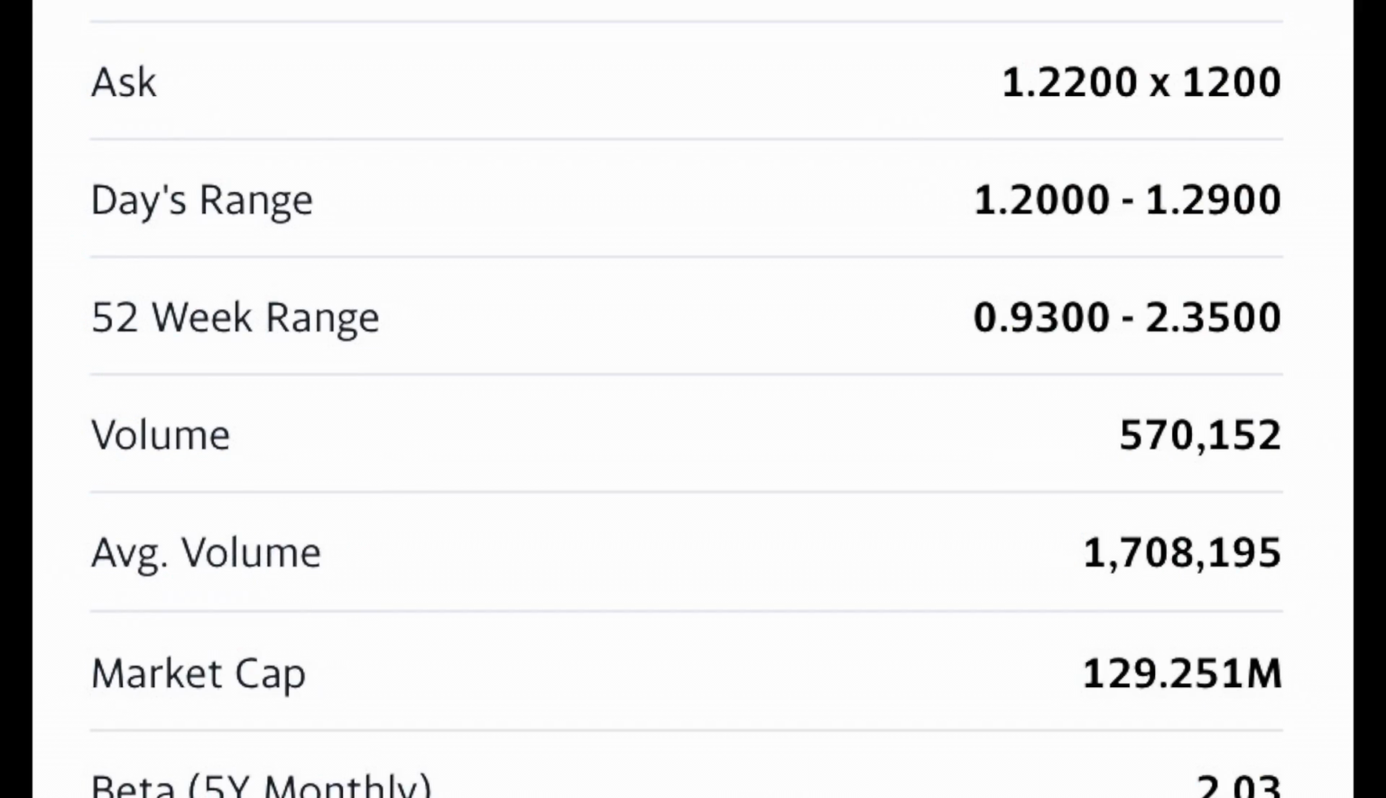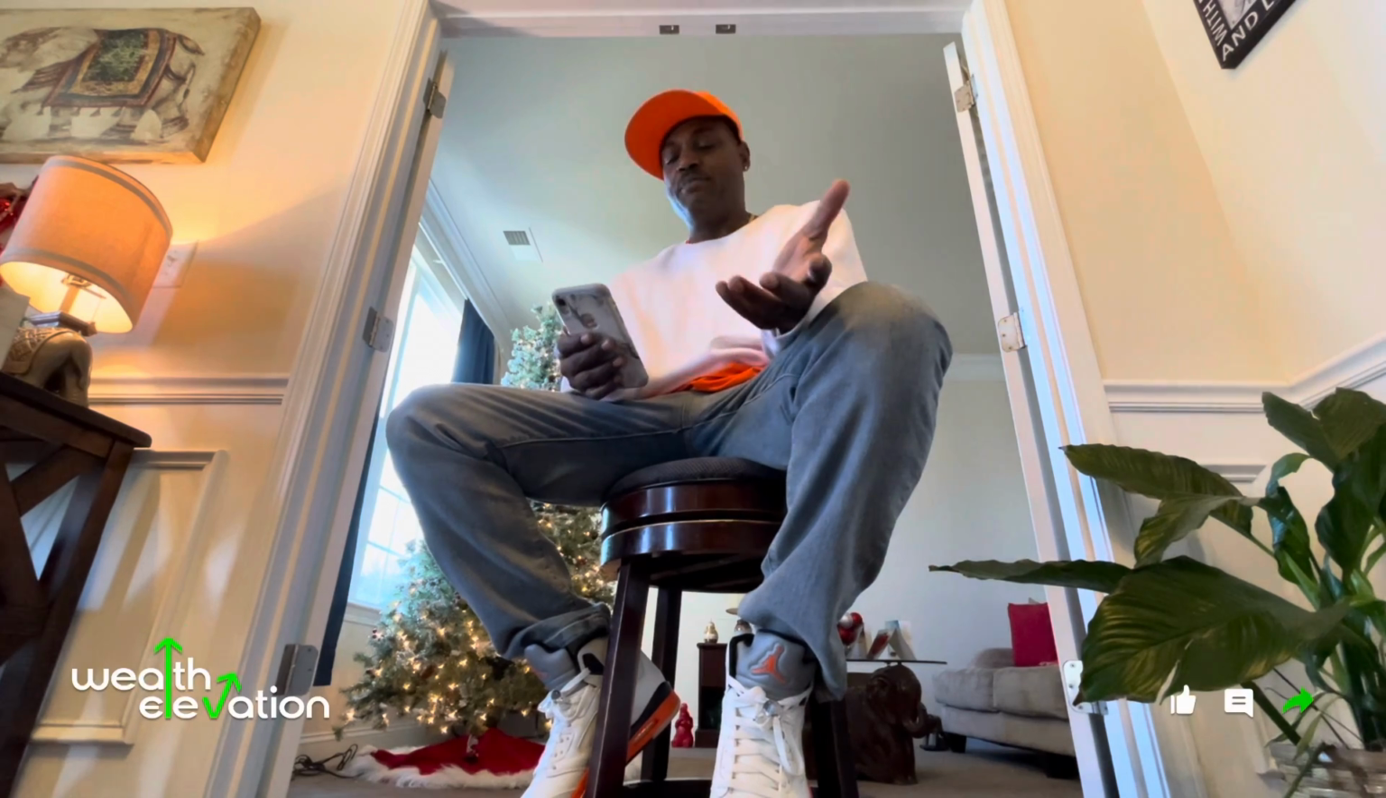Now, the day's range, simply put, is just how high or how low did the actual stock go for that day. So it's showing the lowest trading price for today was $1.20. And the highest trading price was $1.29. And that's not saying whether someone bought at that price or sold at that price, but those are the prices that trades happened at today.